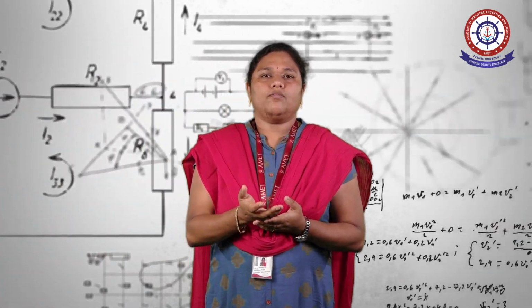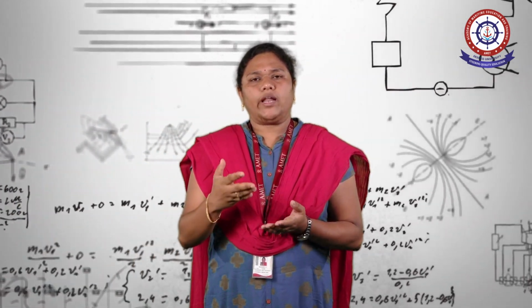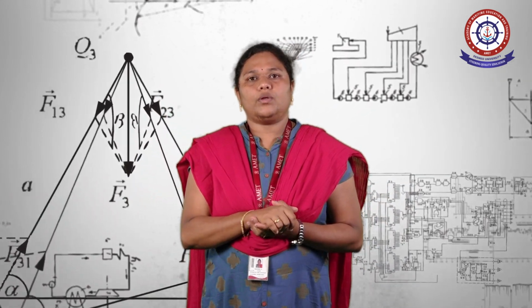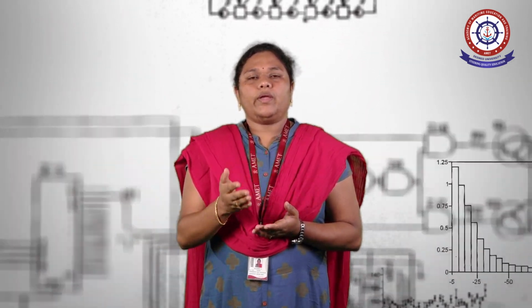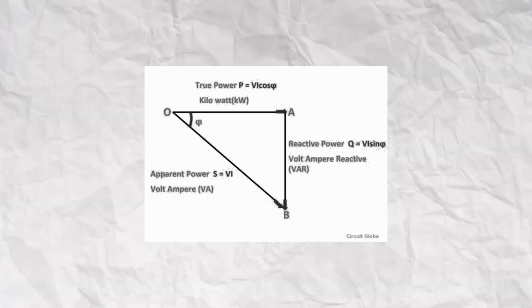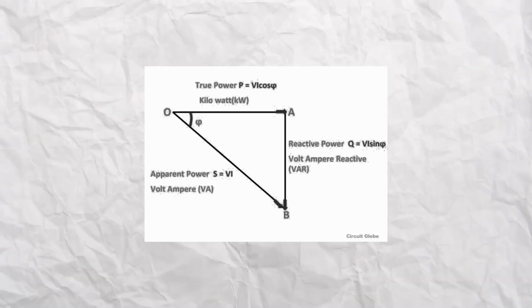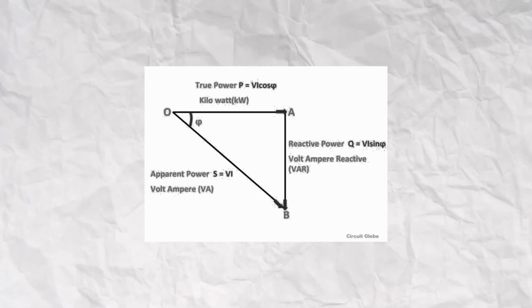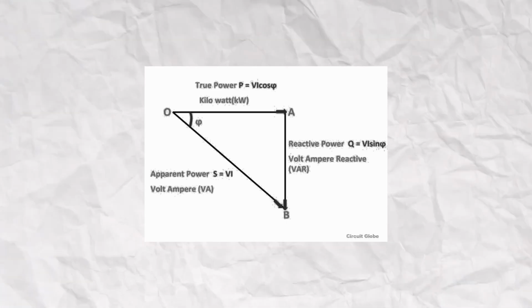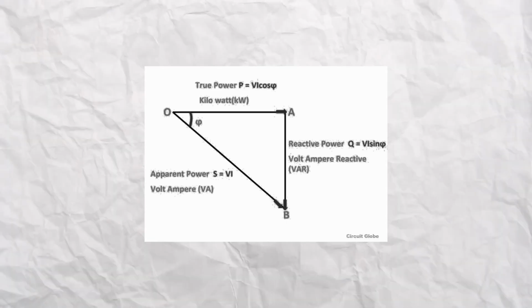Power is nothing but the work done. For electrical systems, the power formula is P is equal to VI, the product of voltage and current. In between the voltage and current we have an angle, which is denoted by cos phi. So for single phase, P is equal to VI cos phi, whereas for three phase, P is equal to 3 VI cos phi.